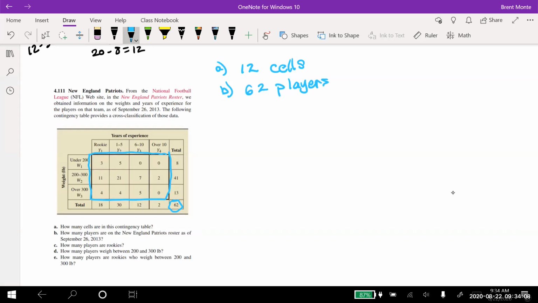C says, how many players are rookies? Well, when we go to rookies, notice rookies right here. This column talks about rookies. So if we do a mark around that, well, the total number of rookies is 18. So we would just say that. Let me get those pictures out of there a little bit. It's just the total of that column. So for C, we'll go back to the blue pen, and there were 18 rookies.